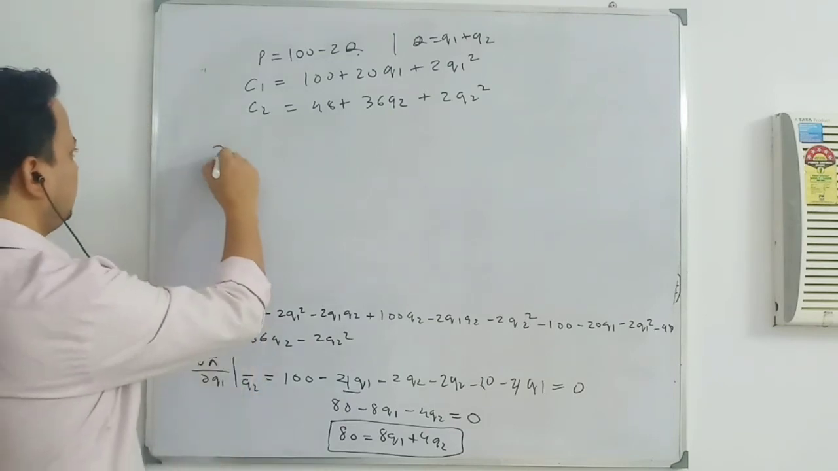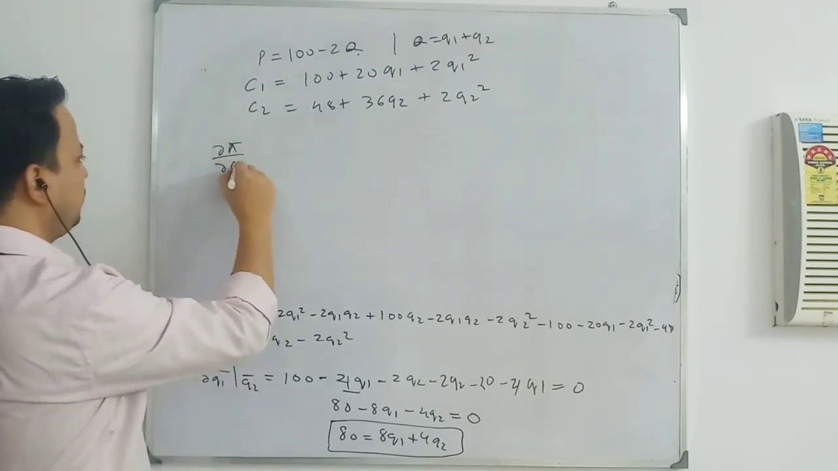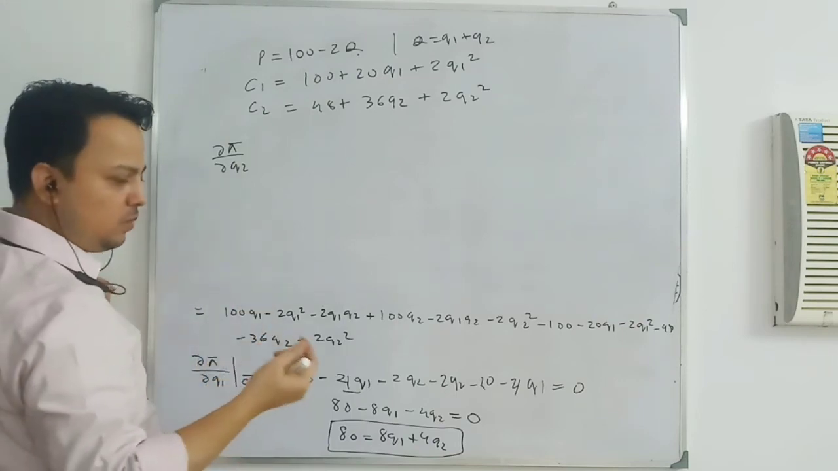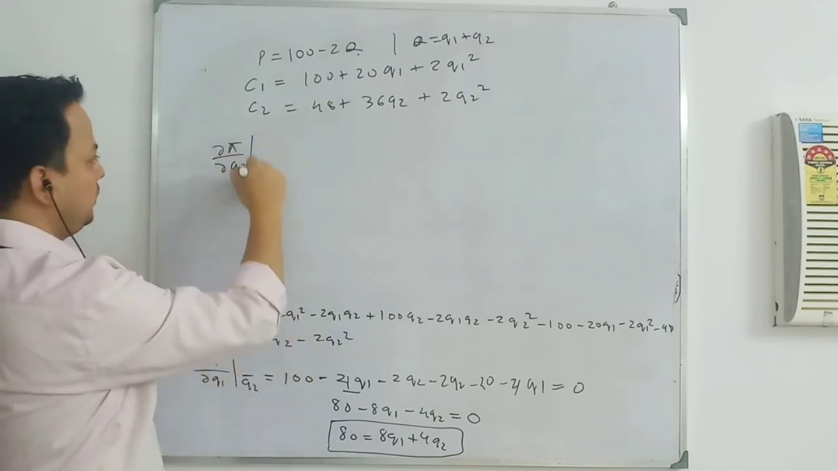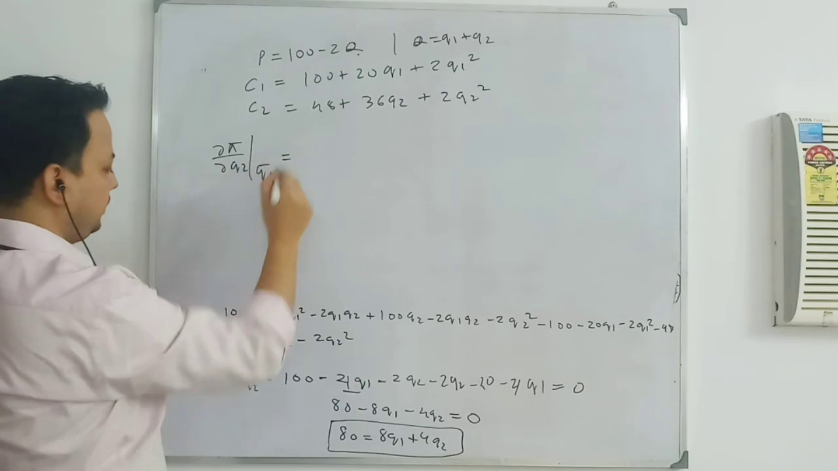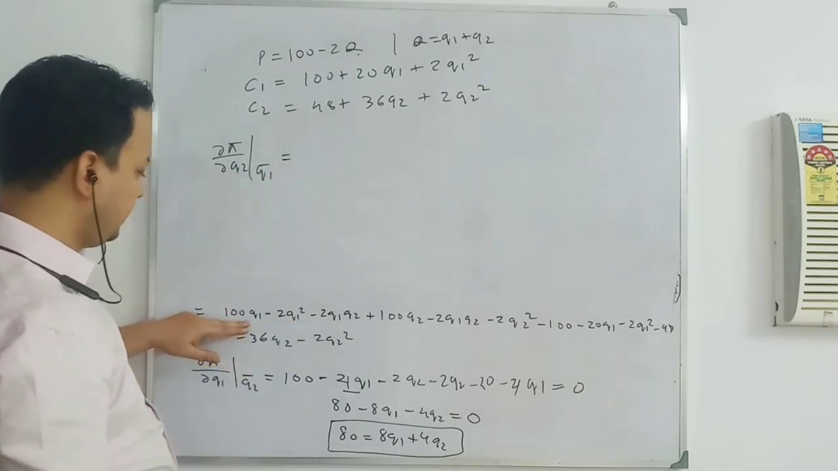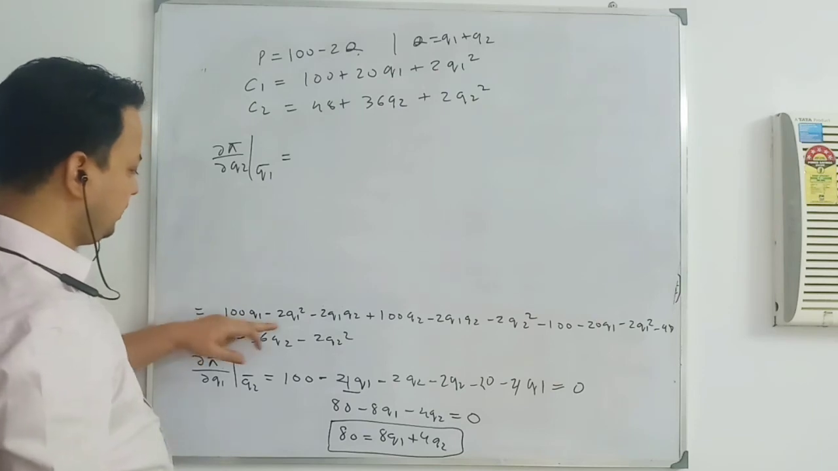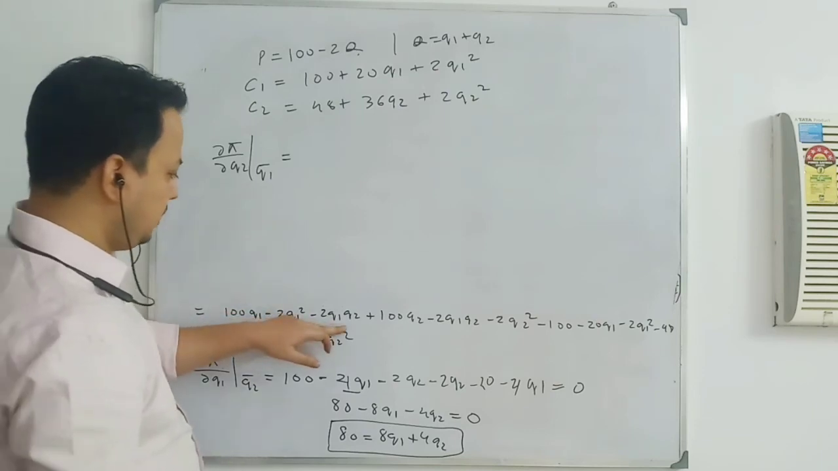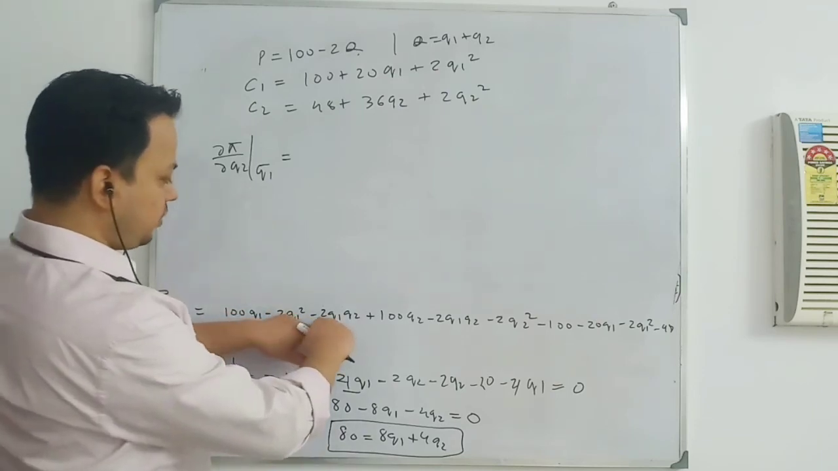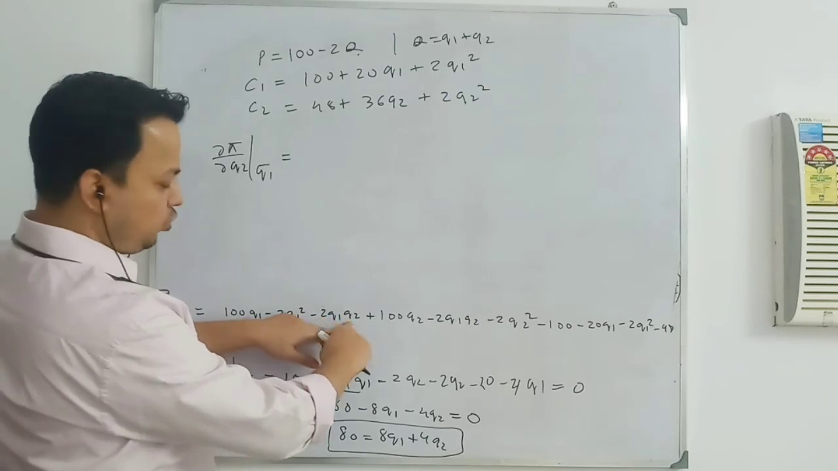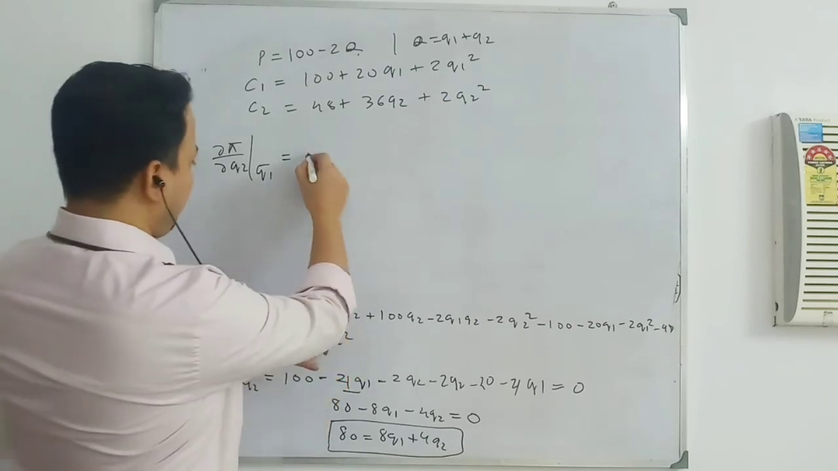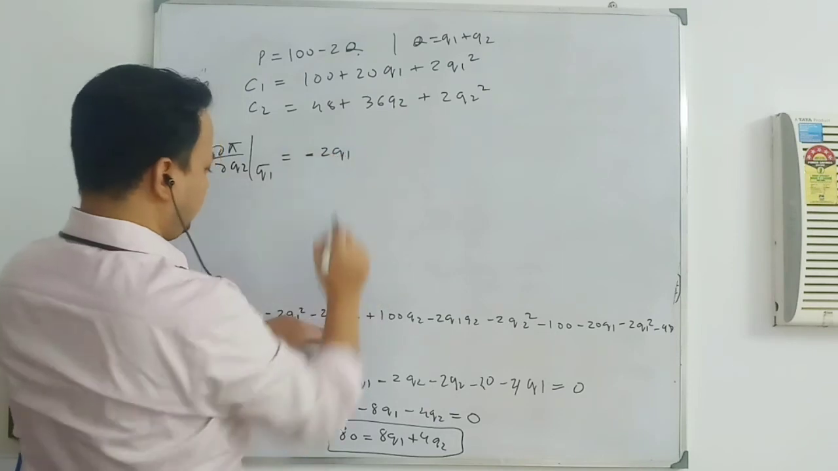Okay. Then ∂π/∂q2, and I want to know the profit maximizing output for firm 2 given the output of firm 1. Okay. Same thing we will be doing here. This will be 0 because q1 is constant, 100 is constant. This will be 0. This term, what will I get? q1 is constant, 2 is constant, then ∂q2/∂q2 will be 1. So I will be getting minus 2q1.